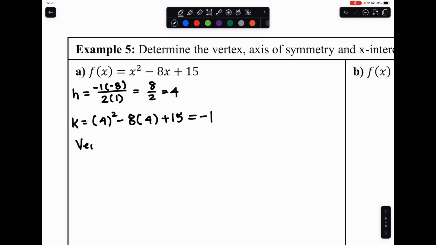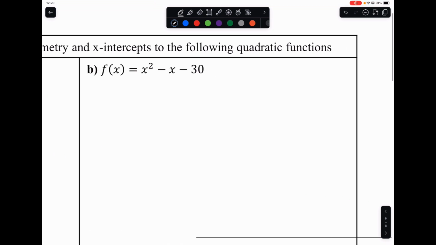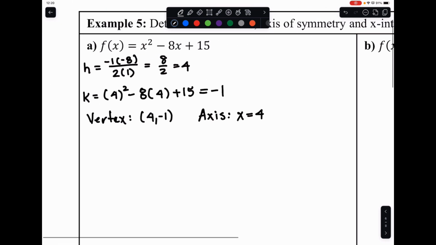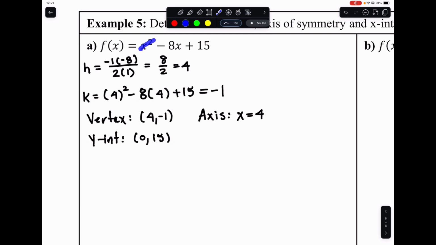So the vertex is 4, -1, which means that the axis of symmetry is going to be x equals +4. Now we need the x-intercept and the y-intercept. Might as well find the y-intercept also. Our y-intercept is going to be 0, 15, because remember, all we have to do to figure out the y-intercept is plug in the number 0 in for x, and in this format it just simply cancels these terms out and gives you that value there. So we have our vertex, our axis of symmetry, and the y-intercept.